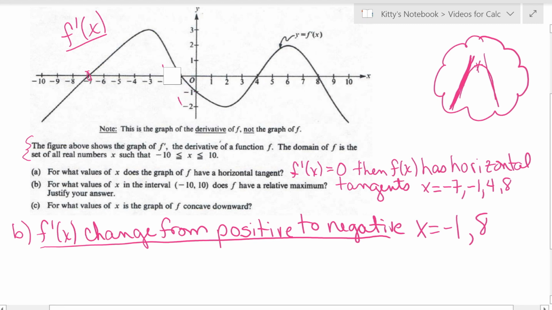Okay, wow, this is pretty neat. Putting this all together is kind of fun. And then part C talks about concavity, and it talks about concave down. So let's draw somebody who is concave down. Oh, I just had him. Little x squared, and let's talk about concavity.